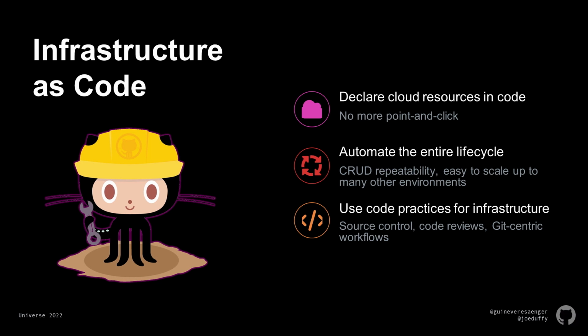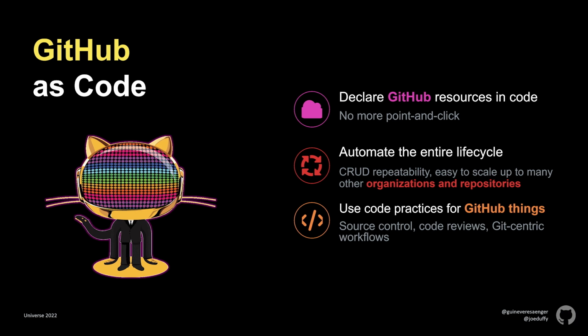And so you can see some of them here, Auth0, MongoDB. A lot of times we're wanting to apply these infrastructure as code tactics to these other providers as well. And that's what leads us to GitHub as code. What is GitHub as code? Well, it's all the same things we saw for declaring cloud resources. It's just declaring GitHub resources in code and eliminating the point and click as a result.